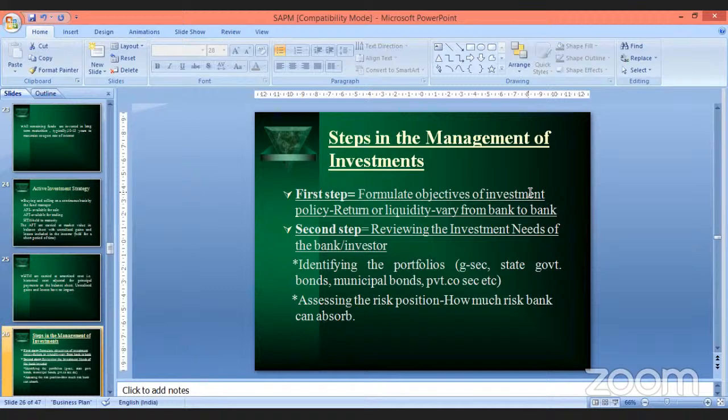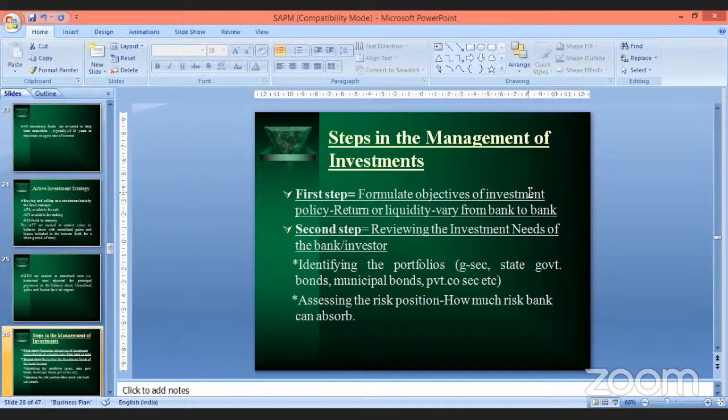Let's say I am going for investment. I have some amount of fund, and I want to put that fund in any investment avenues. So first, you need to determine the objective of your investment. Why are you investing? On the basis of your investment objective, you need to prepare your investment policy.